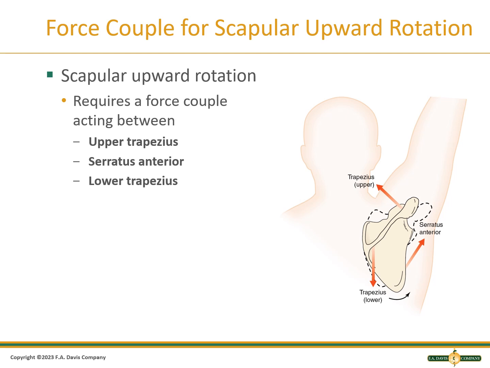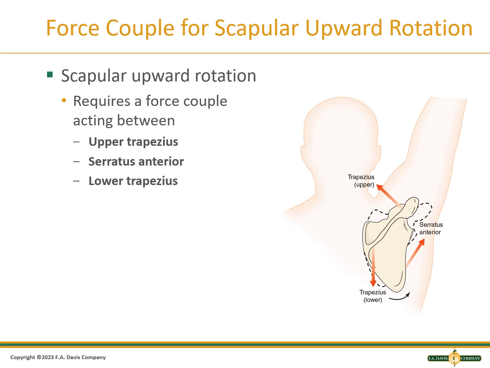So for scapular upward rotation, where we see the inferior angle move laterally and superior, this is going to require a force couple between upper trap pulling the lateral aspect of the superior clavicle up and medial, then our lower trap pulling from approximately the level of the spine of the scapula down to help rotate that inferior angle, and then serratus anterior helps pull from the front to create that upward rotation.